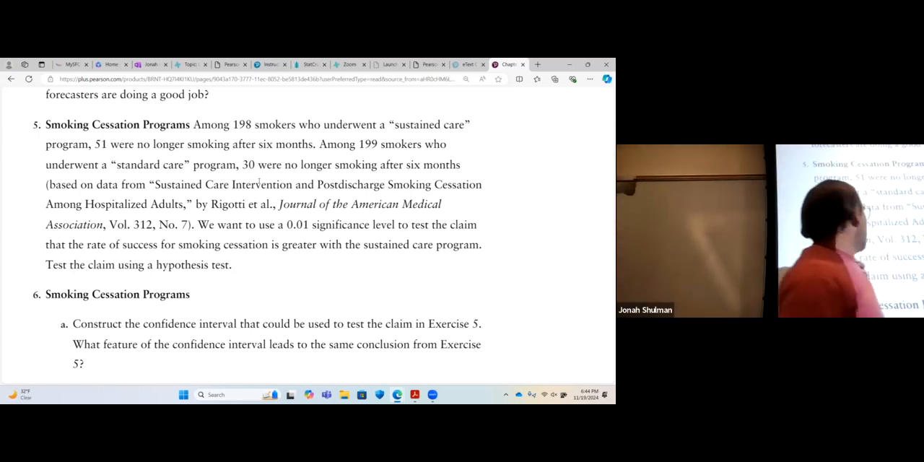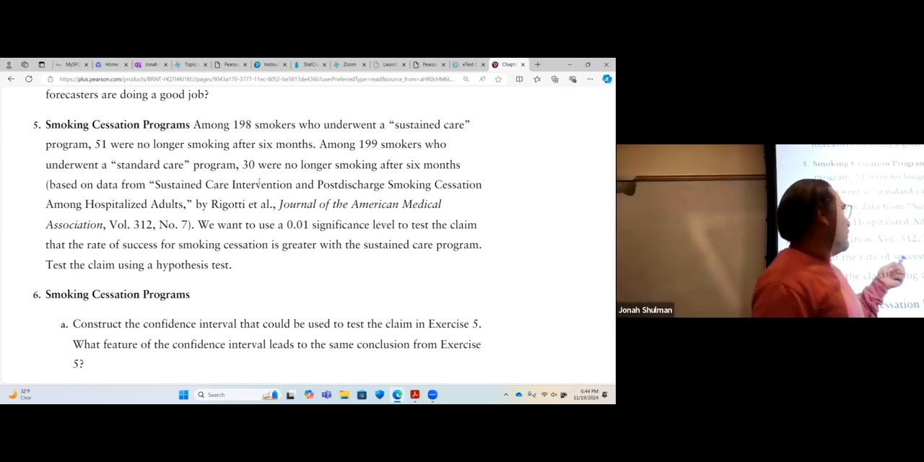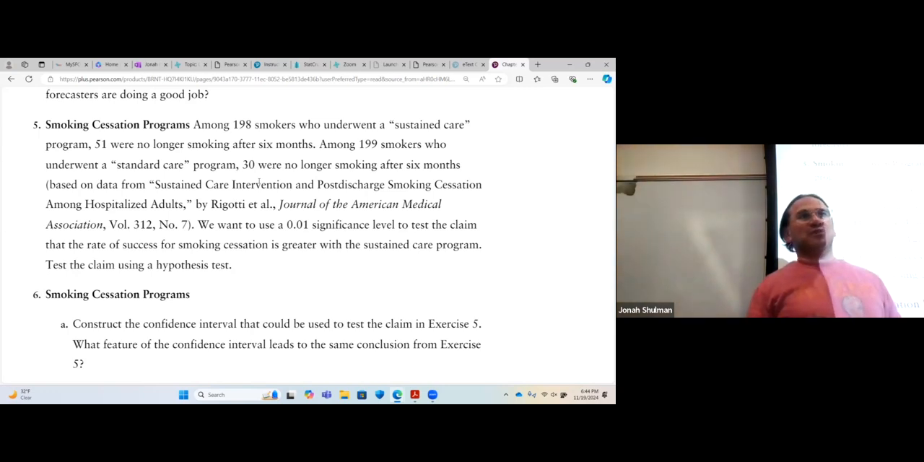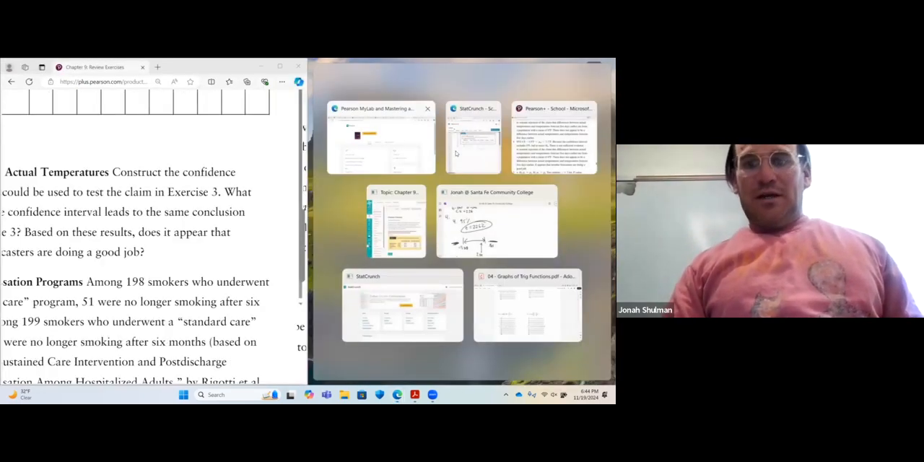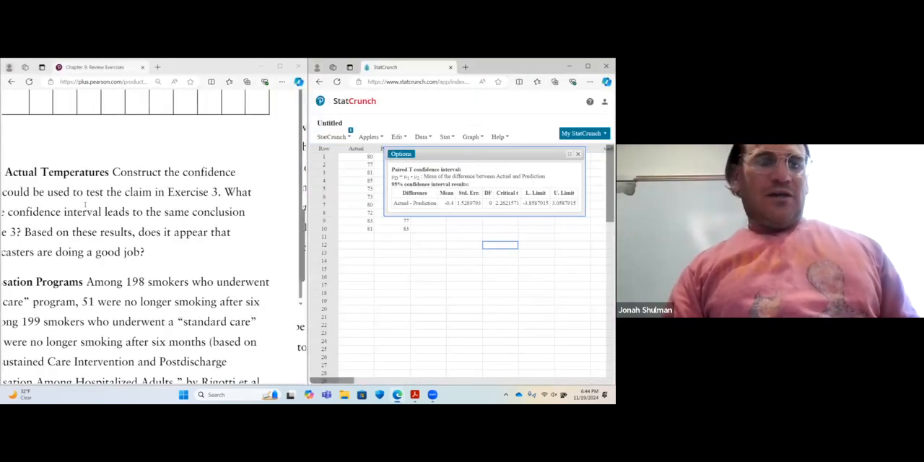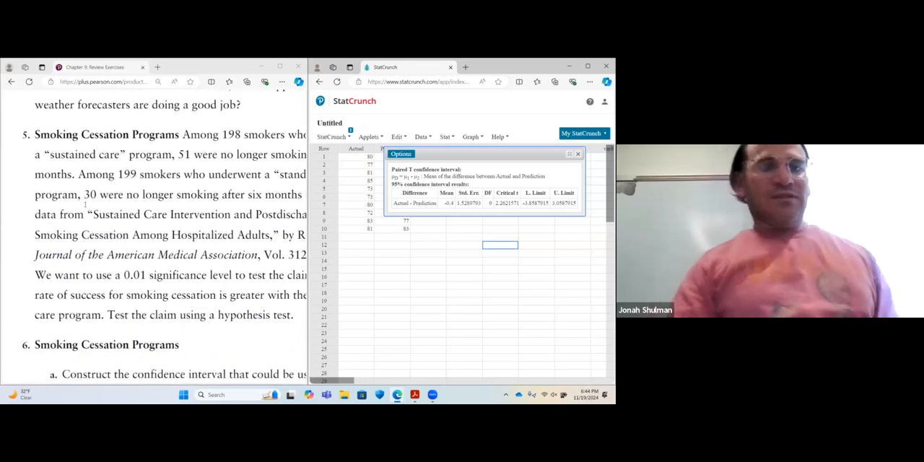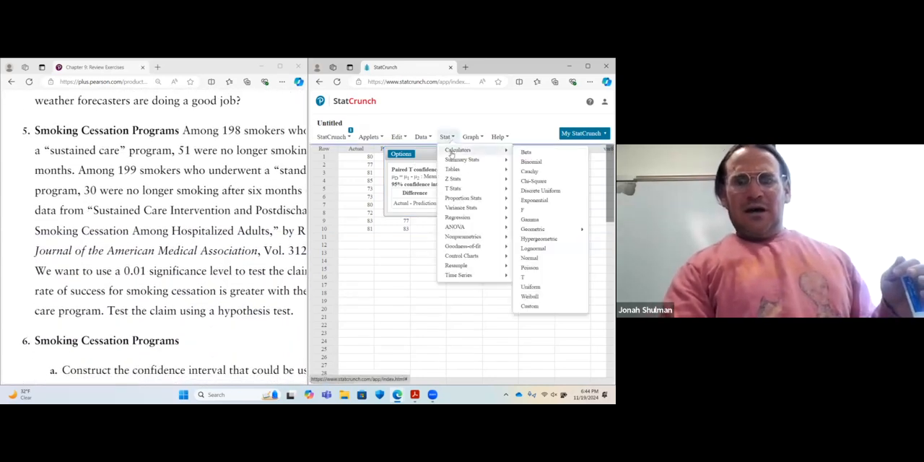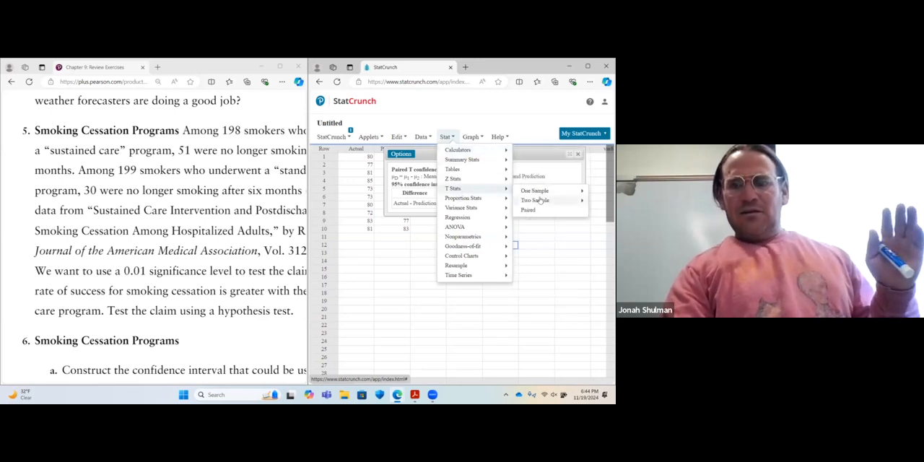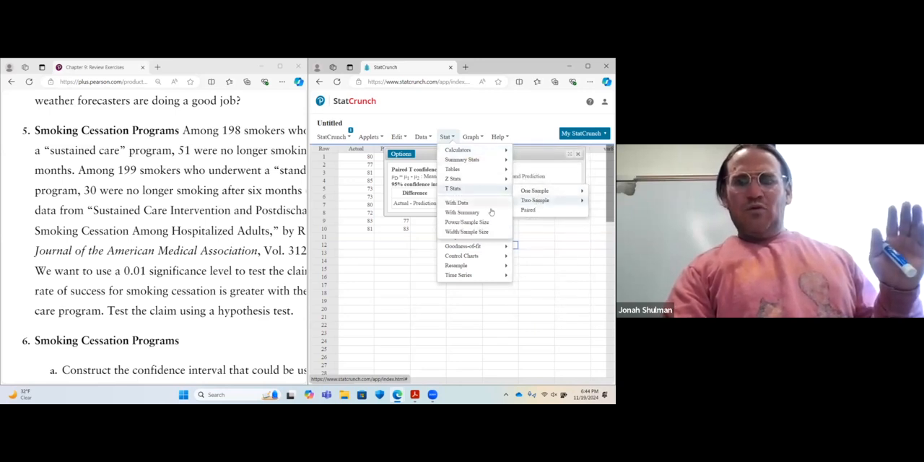And I looked this one up. I promise the Journal of the American Medical Association is a very good, well-respected journal, so we can follow their results. All we have to do right now is just plug it in, because they're giving us the summary, right? So we have the summary. I'm just going to go to Statistics, T stat, two sample with summary.